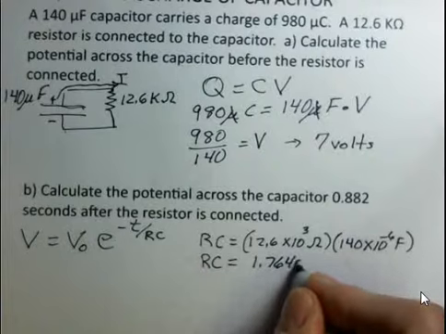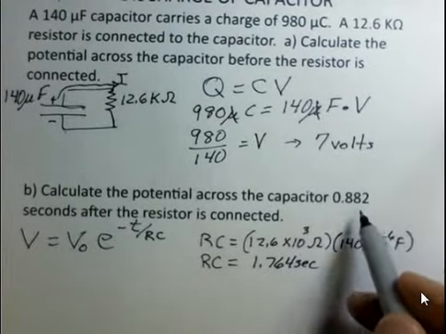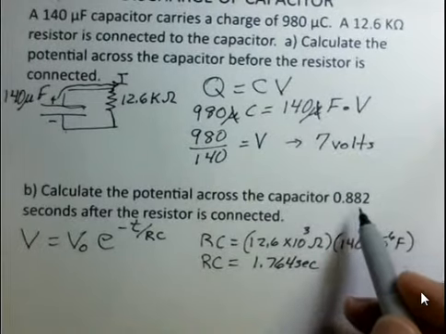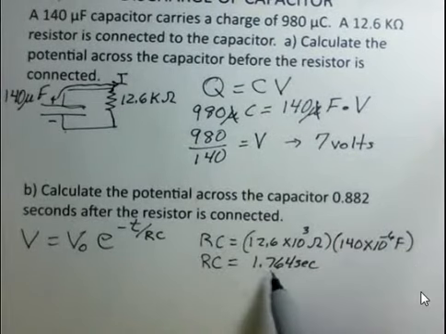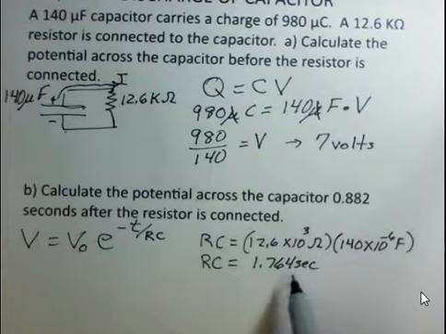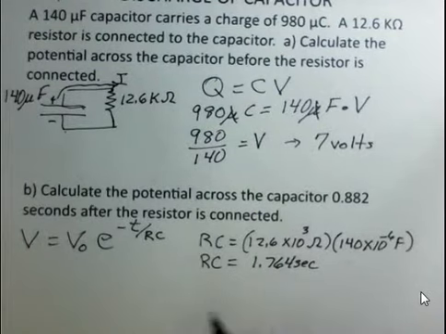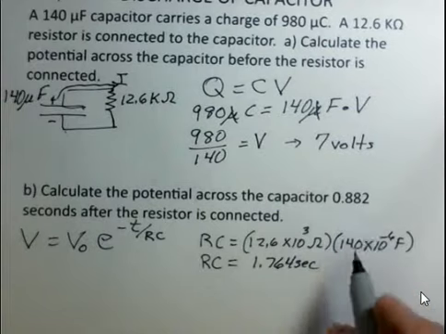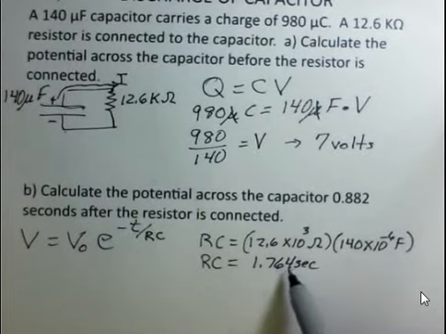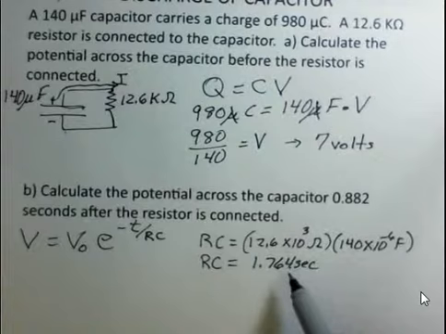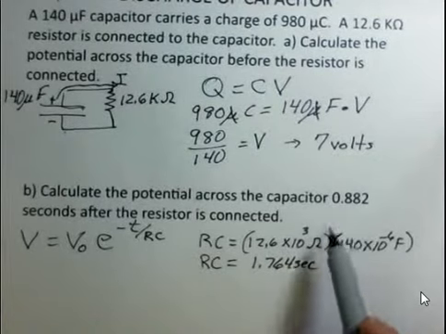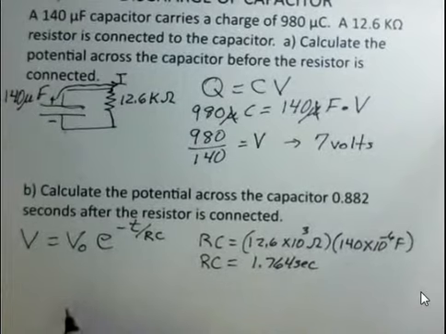So you should do this calculation on your calculator, and hopefully you'll get 1.764 seconds. So this 0.882 is not just a totally random number. I selected this number because it's half of the 1.764. So if we start with 7 volts and we go for a time half of the RC time constant, will the voltage just be 3.5 volts? What do you think? Well, let's see how it works out.